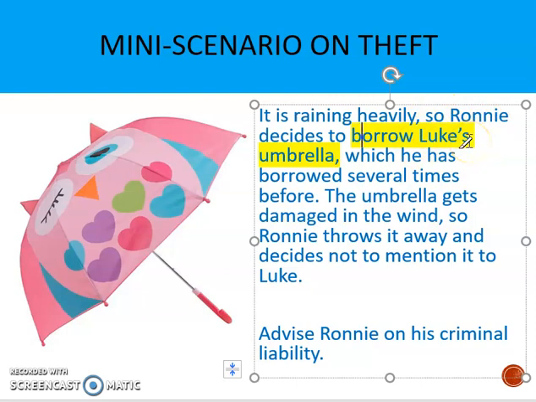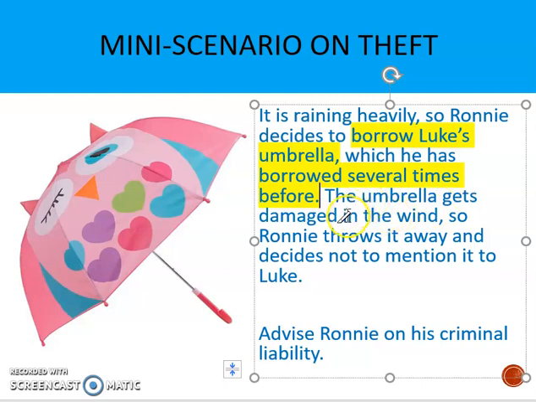Was he dishonest? Now, this is where it says he's borrowed the umbrella several times before. Hopefully that jumped out at you, as being relevant, because what Ronnie's going to say is, well, I've used it several times before, I'm not being dishonest, because section 2.1b says, you know, reasonable belief in consent. I believe Luke would have consented to me using it, and also I plan to give it back.